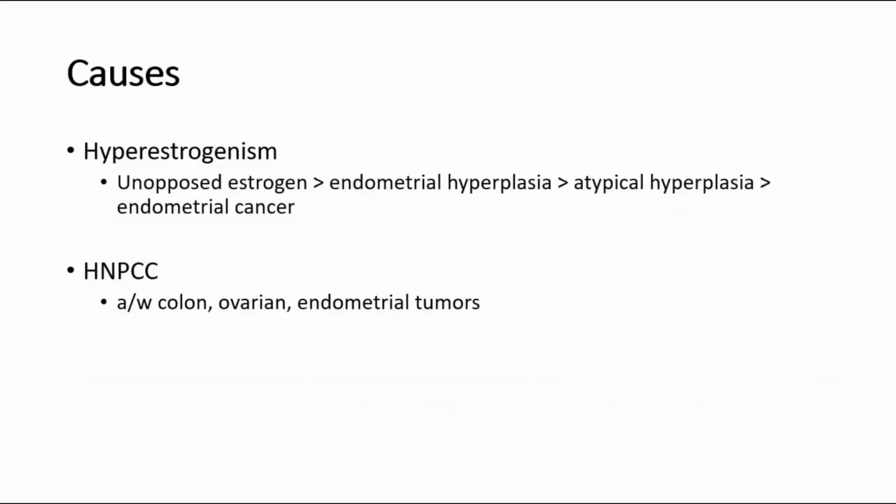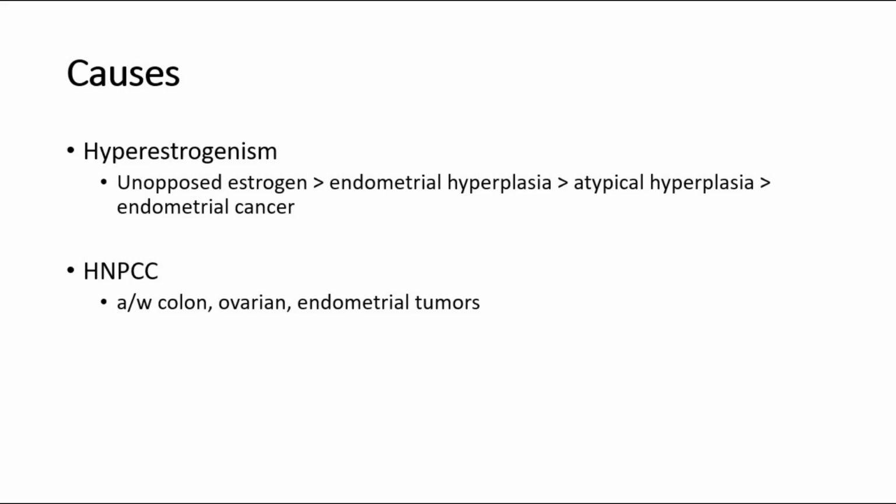The causes of endometrial cancer are hyperestrogenism, where there is unopposed estrogen causing endometrial hyperplasia, and then it later on becomes atypical hyperplasia, then further progresses to endometrial cancer. So the causes of hyperestrogenism can be endogenous or exogenous. Endogenous causes are, for example, obesity, or an estrogen-producing tumor, such as granulosa cell tumor, or polycystic ovarian syndrome. Whereas the exogenous causes include hormone replacement therapy and also tamoxifen therapy.